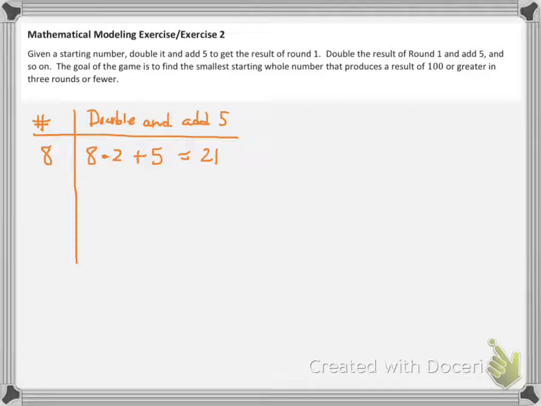And then that's the beginning number of my second round. 21 times 2, that's 42, plus 5 is 47. Oh, it looks like I'm going to be a little short. That begins my next round. 47 times 2 is 94, plus 5 is 99. Oh, I just fell short. So my beginning number must have to be a 9.